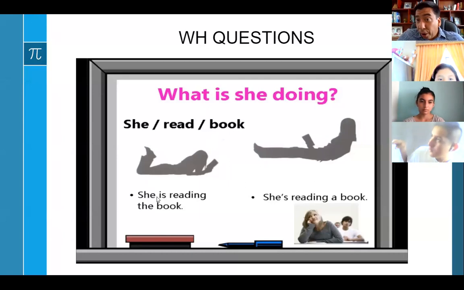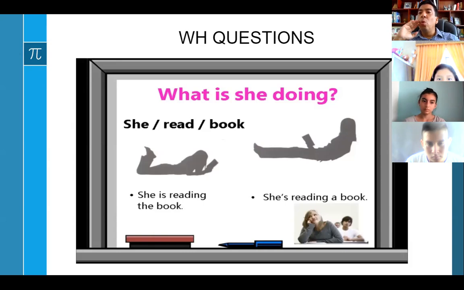Or she's not reading a book. Right? Very simple, right? You can also say, where is she doing exercises? The answer will be, she's doing exercises in the gym. Another question can be, what time is she doing exercises? The answer will be, she's doing exercises at 9 a.m. As you can see, I only add a WH question.